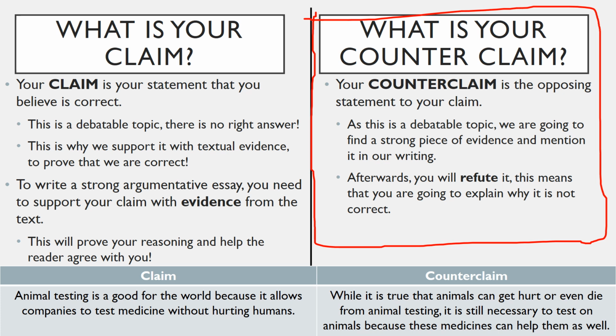So, if I look here at the bottom, I have a claim and counterclaim. It says animal testing is good for the world because it allows companies to test medicine without hurting humans. The counterclaim, on the other side, needs to be refuted. I'll look at a strong point and then say why it's not correct. While it is true that animals can get hurt or even die from animal testing, it is still necessary to test on animals because these medicines can help them as well.